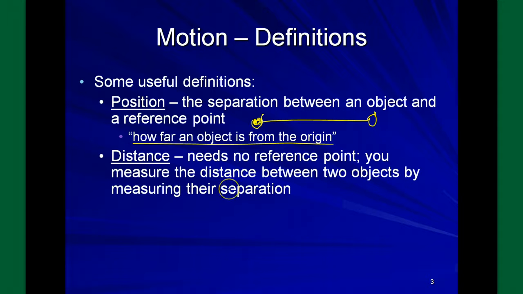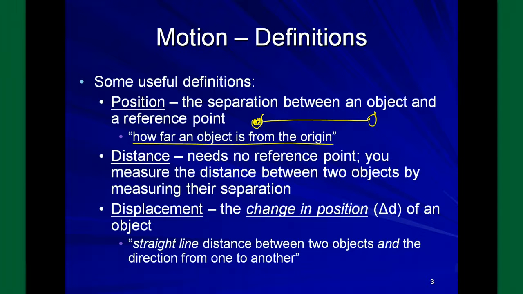A closely related term, however, is displacement. Displacement is the change in position. In other words, delta D, we'll talk about that in a second. Delta D is what we use to denote change in position or displacement. Change in position of an object. In other words, and this is a very important definition to remember, it's the straight line distance between two objects and their direction from one to another. Or it could be the straight line distance from the beginning of an object's path to the end of an object's path. So we might start here and end here. Okay? Straight line distance between two objects, or the straight line distance from the beginning of a trip to the end of a trip.